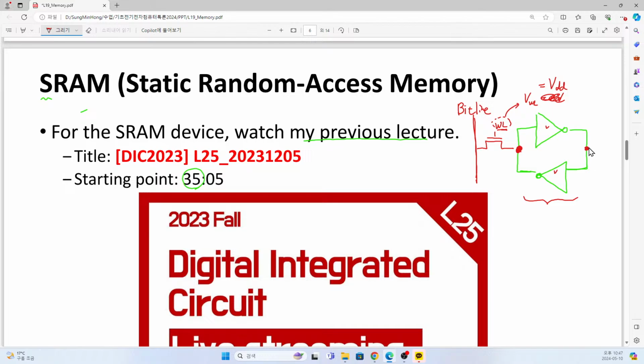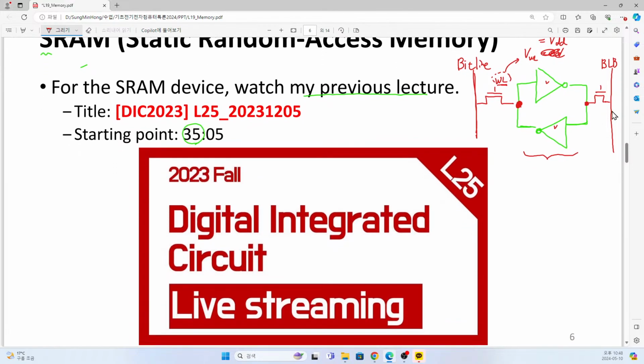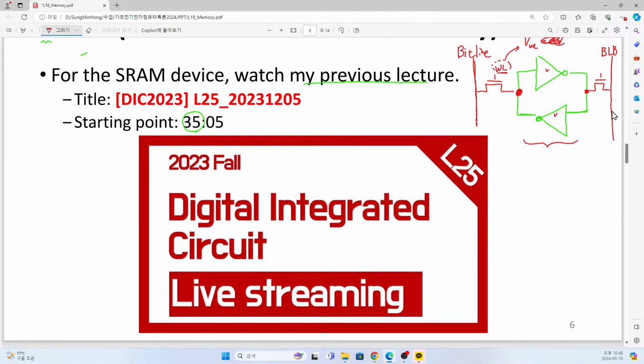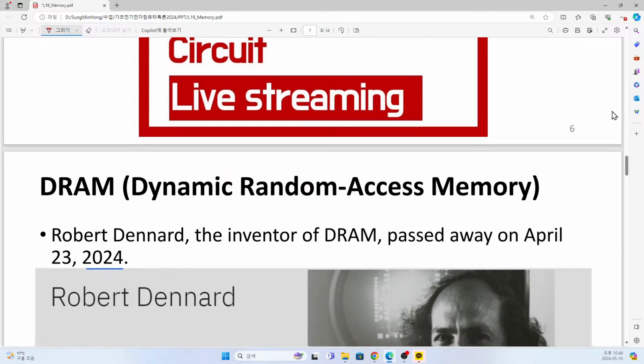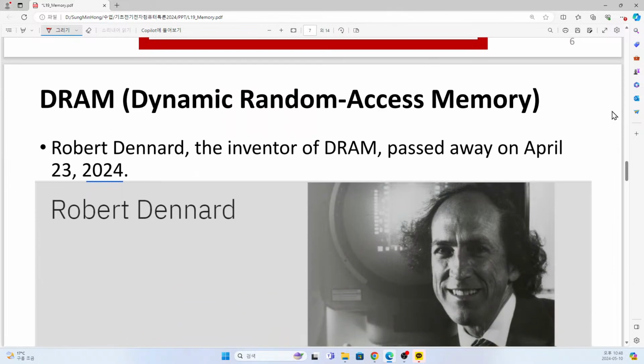Okay, this was quite a simple explanation. In order to make it dual, we also provide another access transistor. So here we have another one corresponding to bit line bar. Detail can be found in this one. So now let's go to our main discussion, the DRAM.